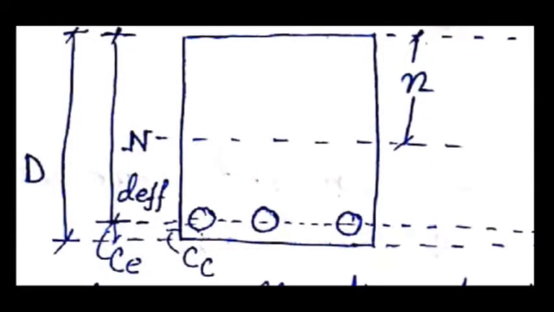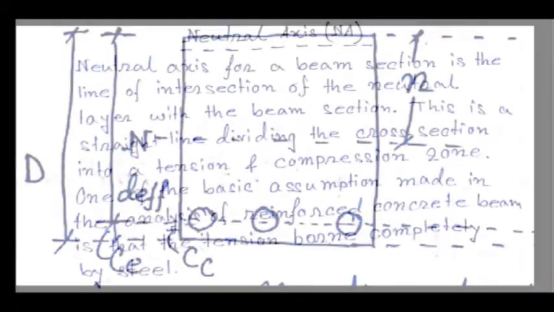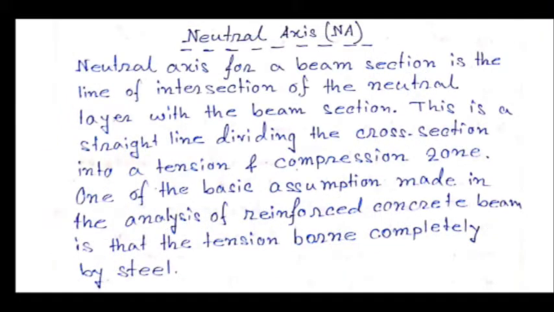In this figure you can see a cross section of a rectangular beam section. In the middle of this section you can see a dotted line, that is called the neutral axis. The neutral axis for a beam section is the line of intersection of the neutral layer with the beam section. This is a straight line dividing the cross section into a tension and a compression zone.